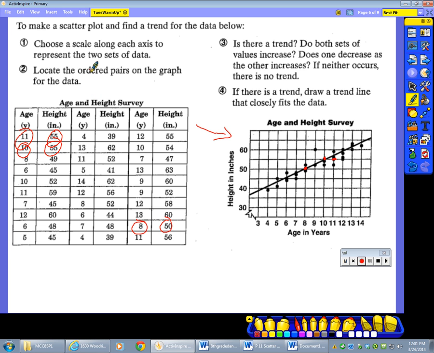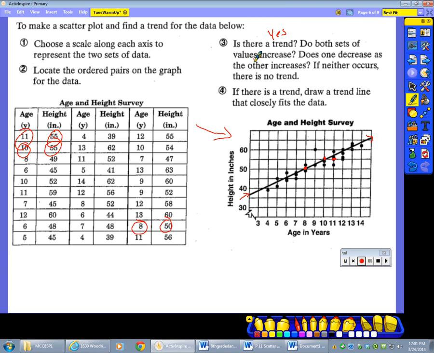So we're going to locate the ordered pair on the graph, and that's kind of what I was doing over here. Each one of these is an ordered pair. And is there a trend? So there is a trend. You see my line of best fit right here is kind of following my trend, and it looks like it's going upward like that. So for that one I would say yes, there's a trend.